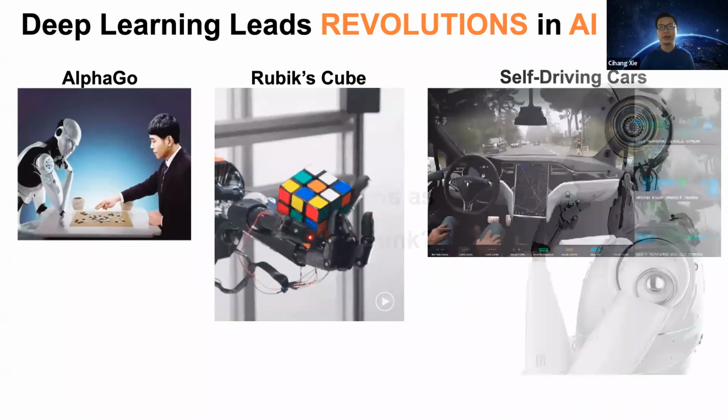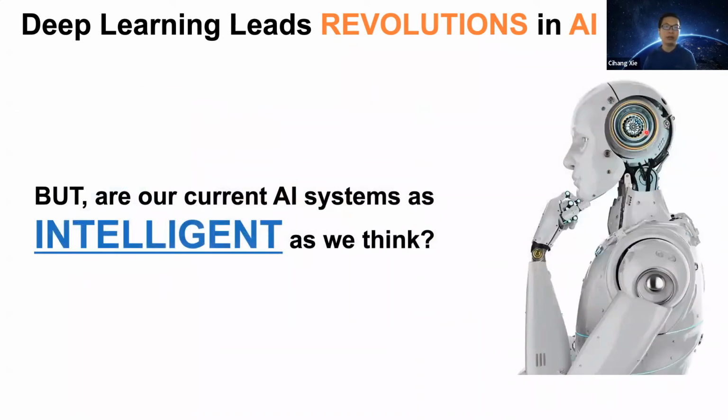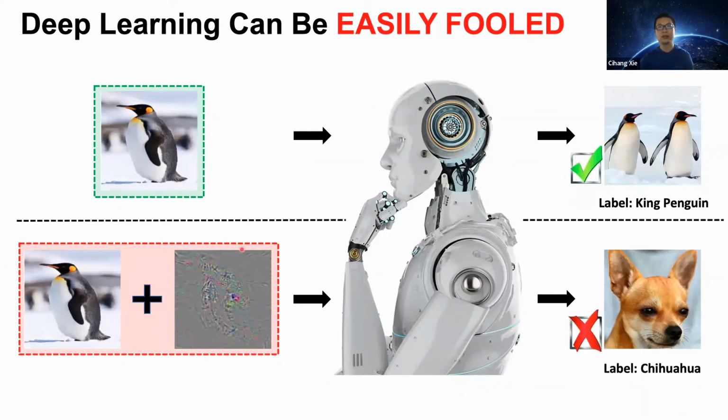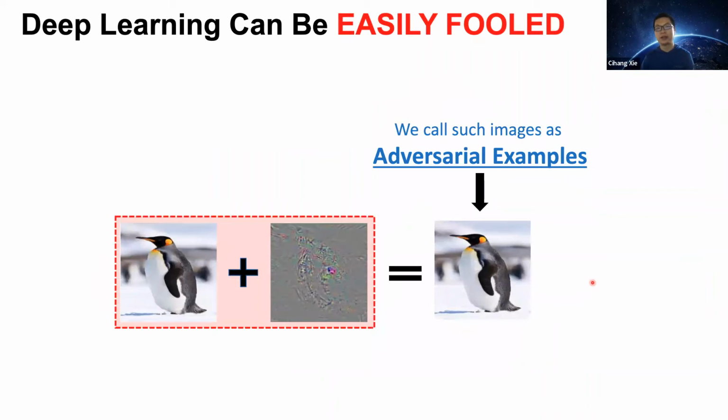All these success stories motivate us to ask whether our current AI systems are really as intelligent as we think. I think the audience of this seminar probably already knows the answer. Of course, it's no. Deep learning can be pretty easily fooled. For this real image from the real world, you send it to the current computer vision system, and it says with very high confidence that this is a king penguin, which aligns with our human perception. But if you add some small noise to this king penguin image and resend it to the current AI system, the system will take it as a chihuahua. Such samples we call adversarial examples, and I'm pretty sure most of you already know the background here.